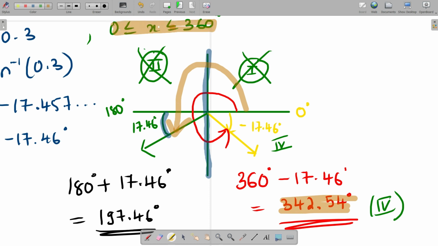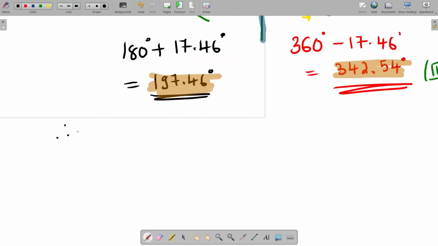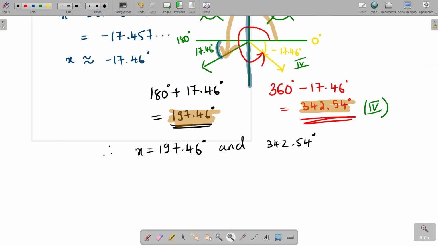So the value of my x, now is it in the range that they have mentioned in the question? Yes, it's in the range. They wanted two angles between 0 to 360. We got two angles which are between 0 to 360. Okay, so therefore x is equal to 197.46 degrees and 342.54 degrees.